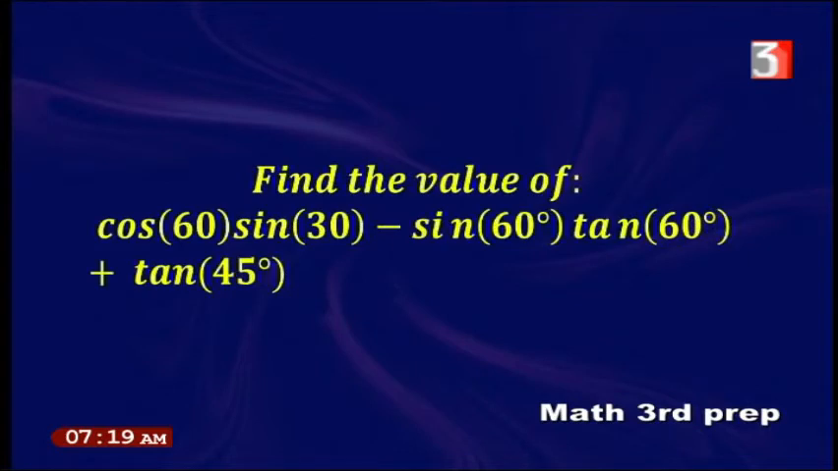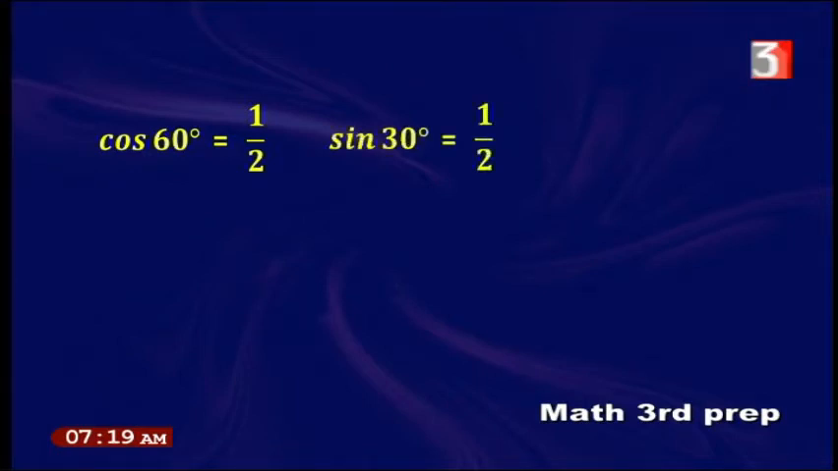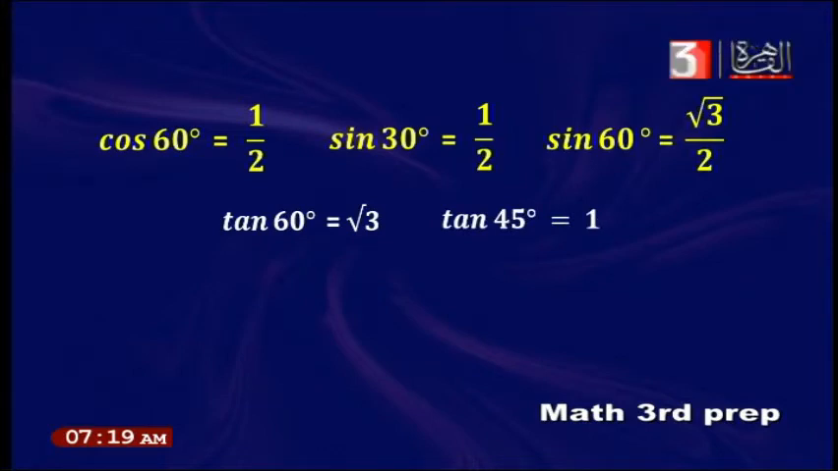Let us have another example. Find the value of cosine 60 sine 30 minus sine 60 tan 60 plus tan 45 degrees. Here you are going to find that cosine 60 equals 1 over 2. Sine 30 equals 1 over 2. Sine 60 equals root 3 over 2. And tan 60 equals root 3. Then what about tan 45? It is equal to 1.